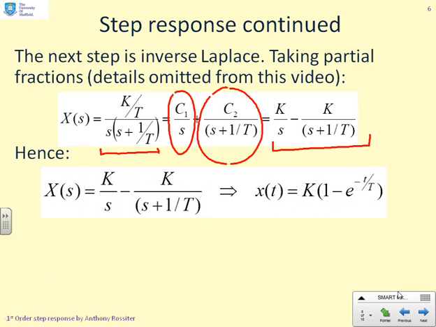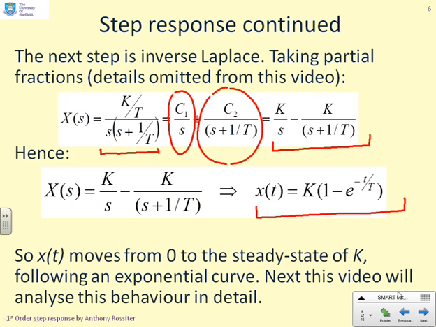Well, the inverse Laplace of K over s is just K, because 1 over s is a step, then K over s is a step of magnitude K. The inverse Laplace of K over s plus 1 over T is e to the minus t over capital T. So we end up with x of t is capital K times 1 minus e to the minus t over T. So you'll notice the step response has a very simple structure.